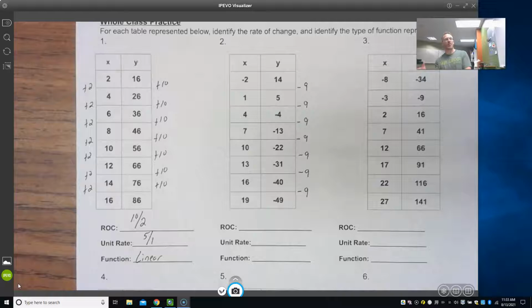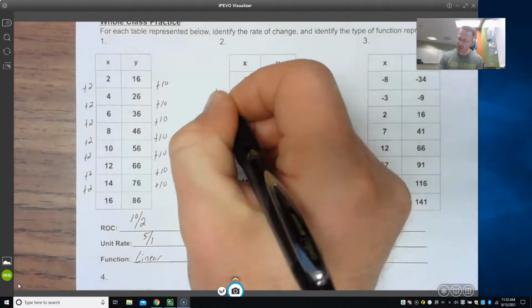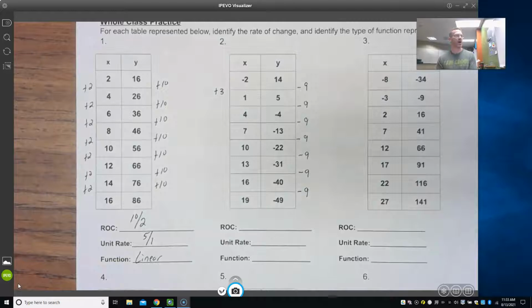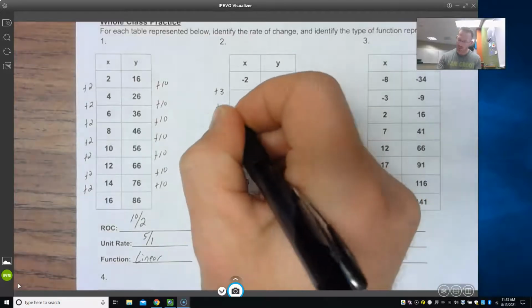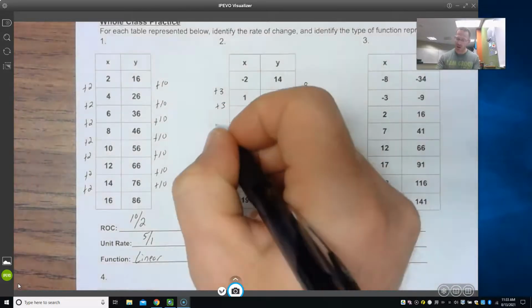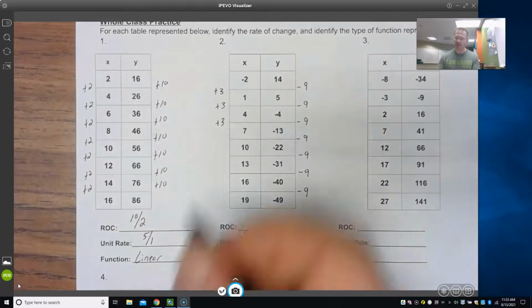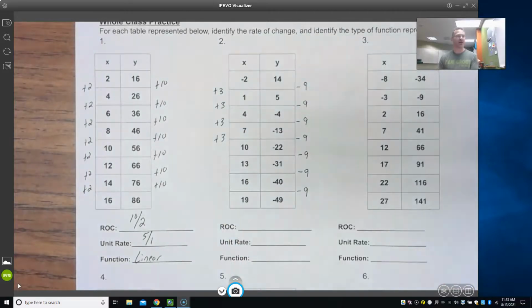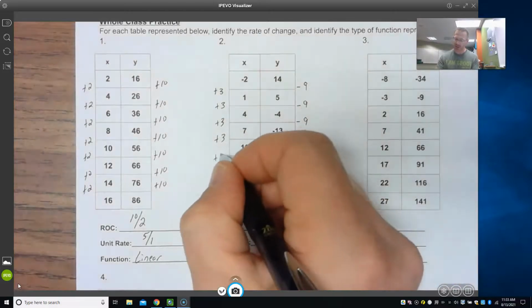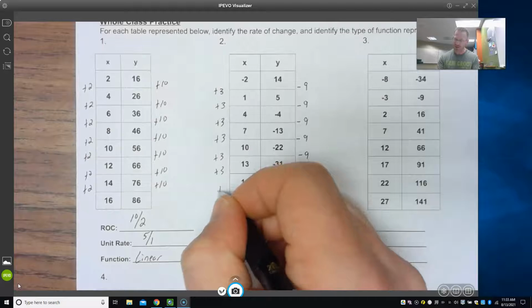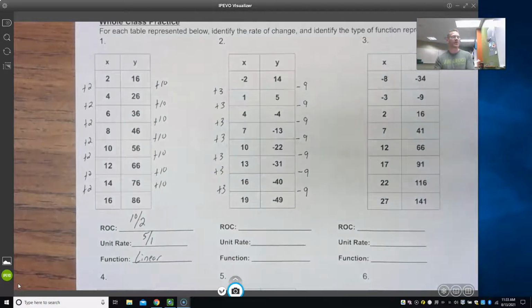Now, once again, let's jump over to the left side and look at how our x's are changing. Notice here, my x goes from negative 2 to 1, so I go up 3. 1 to 4, I go up 3. 4 to 7, I go up 3. 7 to 10, go up 3. And then you can see that if I look at those numbers on the left side, that does continue the pattern.